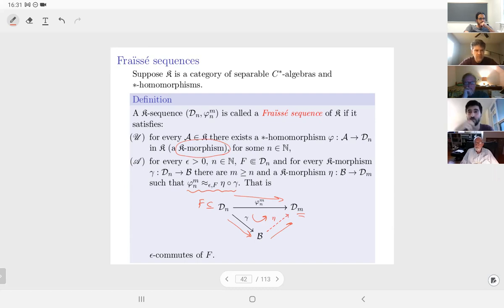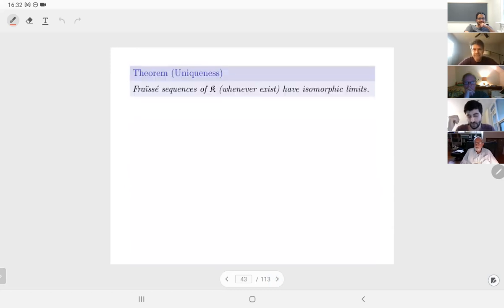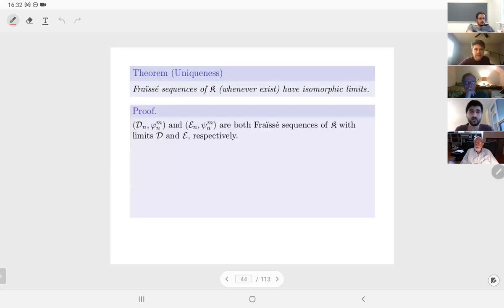Yeah, the zero sequence would basically be your Fraïssé sequence. So maybe it's actually good to assume these are unital star embeddings. It's not that difficult to show that for Fraïssé sequences of K, you might have more than one sequence, of course, but all the Fraïssé sequences have isomorphic limits. So the limit is unique. And the proof of this, as I said, is just an approximate intertwining argument.